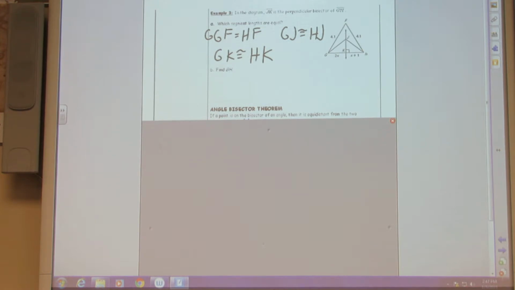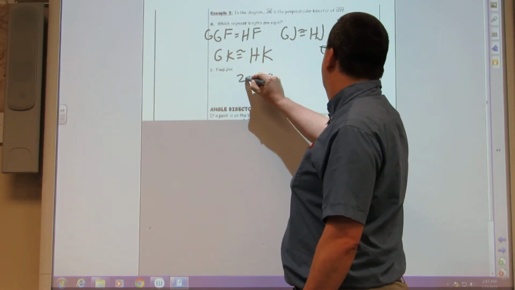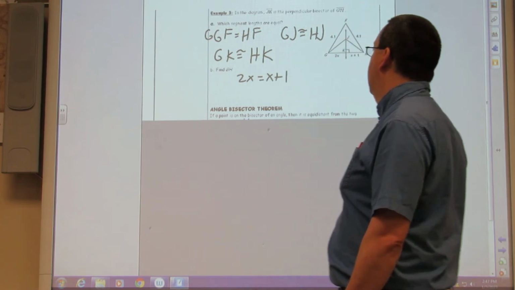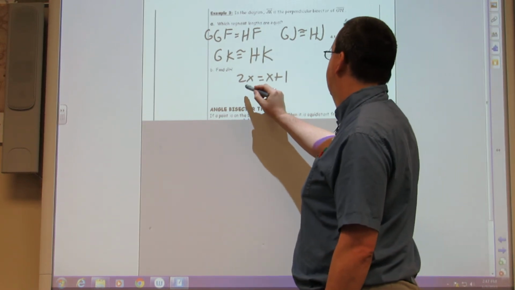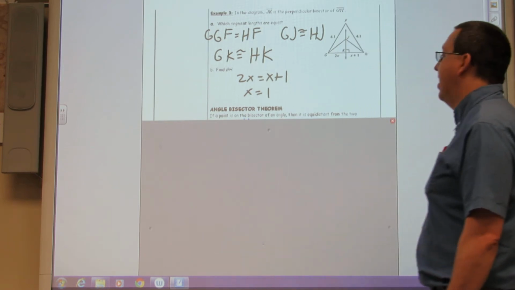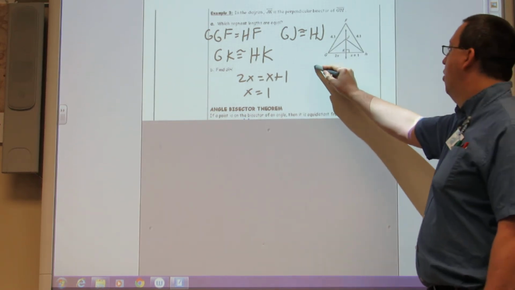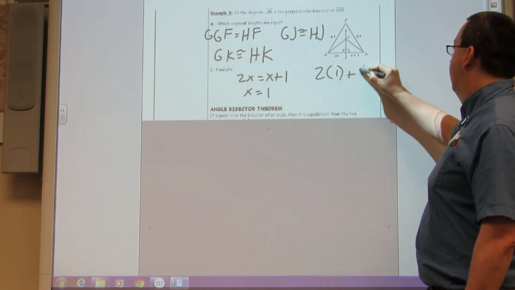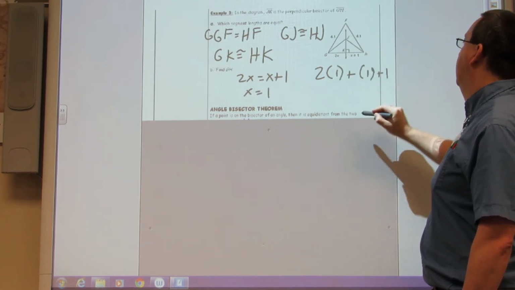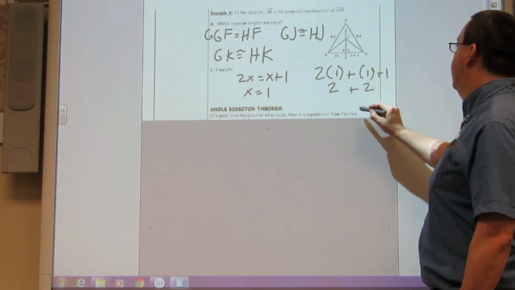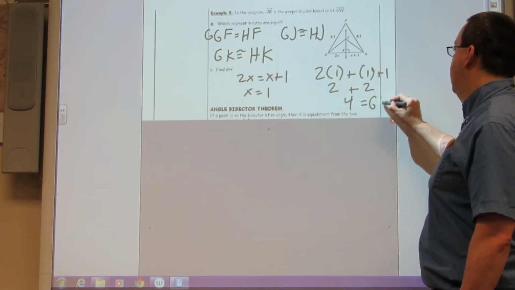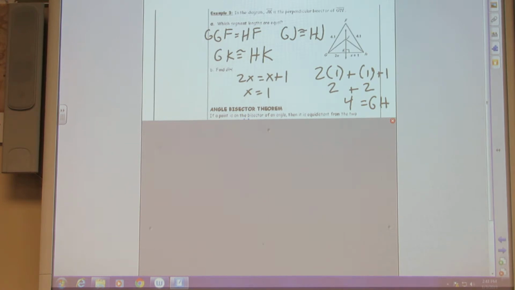B asked me to find GH. So first I need to find x. Based on what we just looked at, I know that GK and HK are equal, so I set those equal. Solve that for x, and I have x is 1. So I'm going to plug that back into both. 2 times 1 plus 1, 1 plus 1, 2 plus 2, and GH has a length of 4.